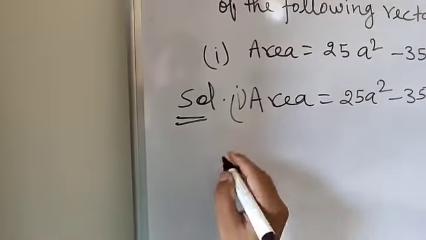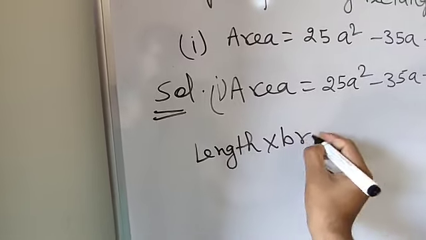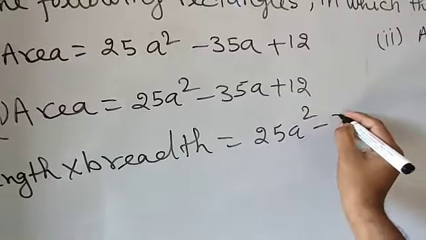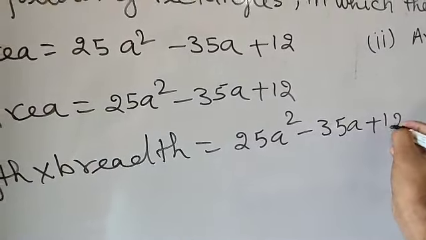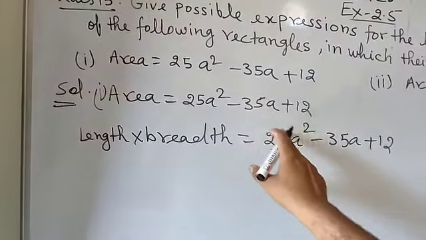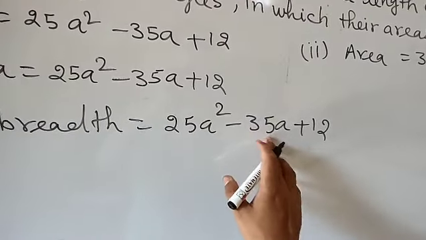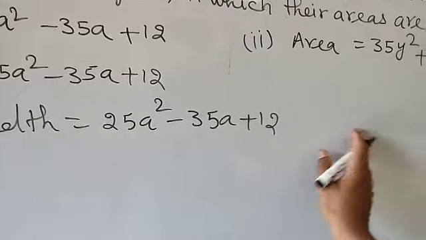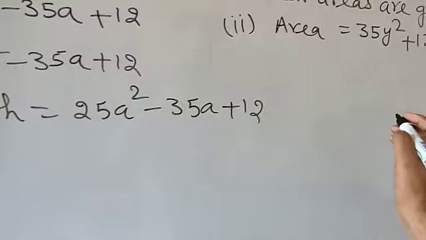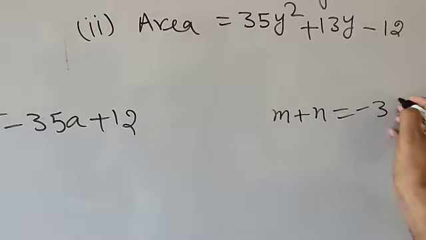The area formula is: area of the rectangle equals length into breadth, that is equal to 25a square minus 35a plus 12. Here the area is given, so area of the rectangle equals length into breadth equals 25a square minus 35a plus 12. Now you need to factorize that. You need to split the middle term, which is minus 35. So you need to search for two numbers whose addition will be minus 35. It means suppose m and n are the two numbers, so m plus n should be minus 35.